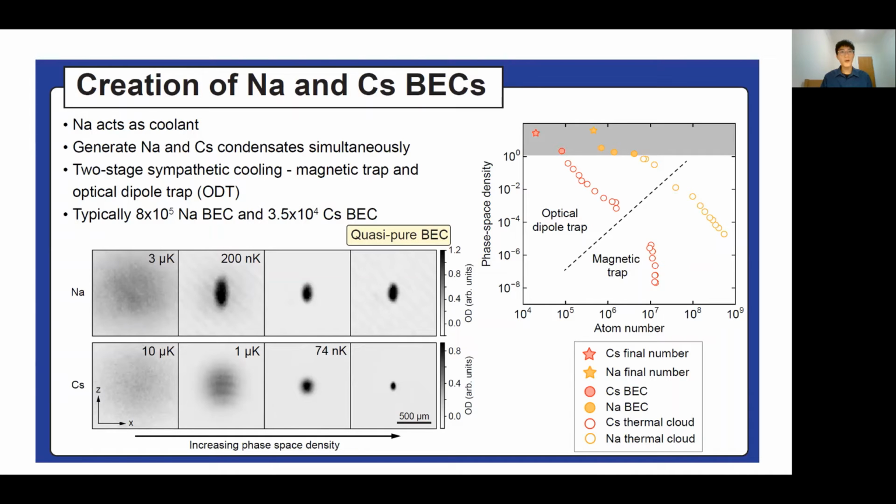The first stage is RF-induced evaporative cooling in the magnetic trap. The second stage is the evaporative cooling in the cross ODT. The typical numbers of BEC are shown in the poster.